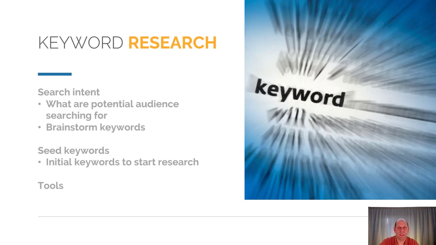So you're looking at what your potential audience may be searching for, and once you've got some ideas there, the key is to start brainstorming keywords. And again, this is just a brainstorming effort. Once you've done that, what comes out of it are what are called seed keywords. These are the initial keywords where you can then start your in-depth keyword research to determine many different keywords that you may want to optimize for. There are many tools to help with this process. It's not all manual.